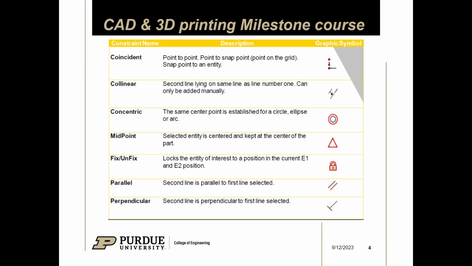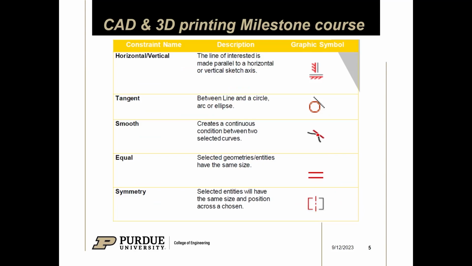But yeah, there's a couple more over here. The tangent one is something that is very useful. If you have circles that you want to intersect with lines in a certain way, the tangent is really useful. Equal is also very useful if you want two lines to be the same, or if you want two circles to be the same. These are all very useful tools, and you will touch into them today.